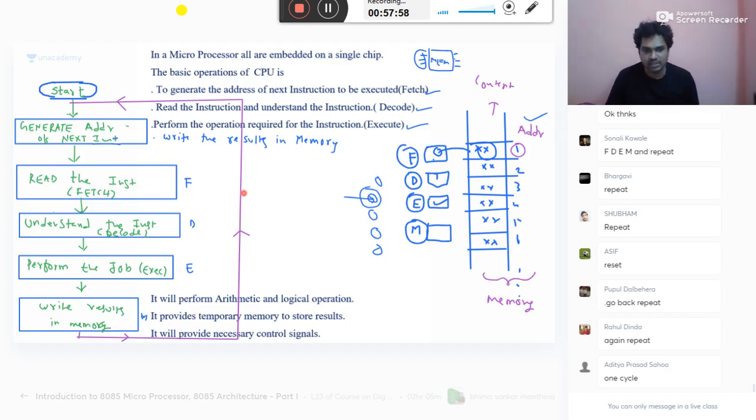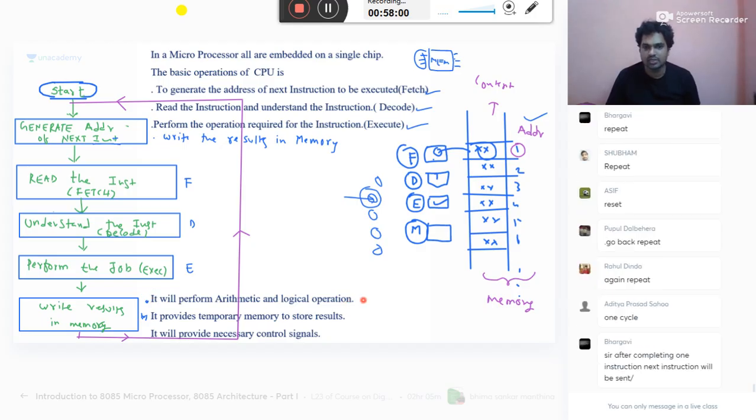It will perform the necessary arithmetic and logical operations. It will provide temporary memory to store the results. Who will provide it? Your registers. It will generate the necessary control signals. That is done by whom? The control unit. So all these together do this job.